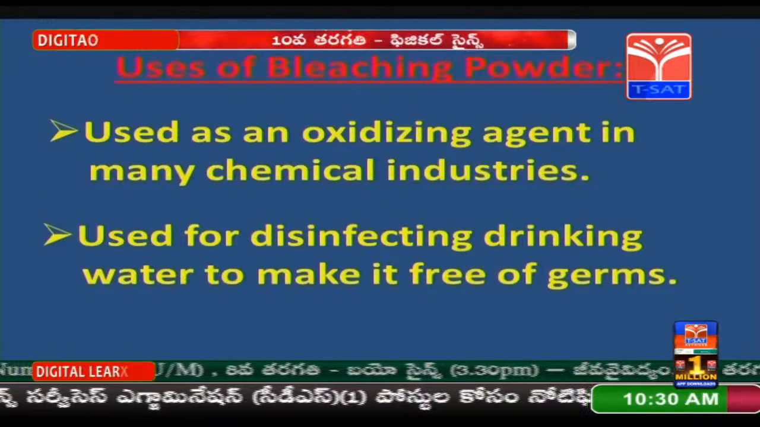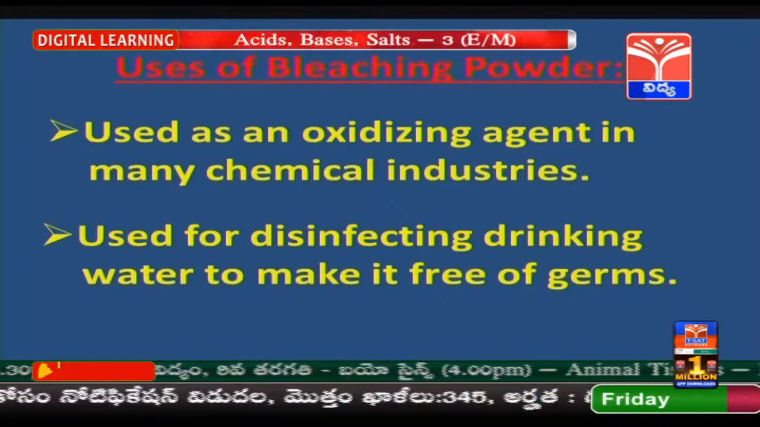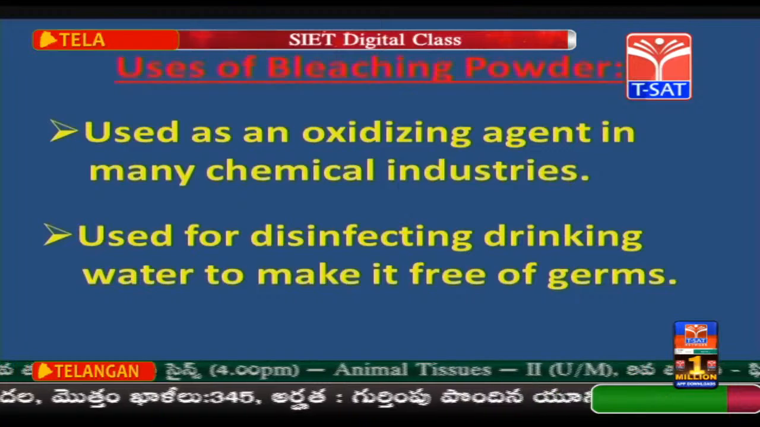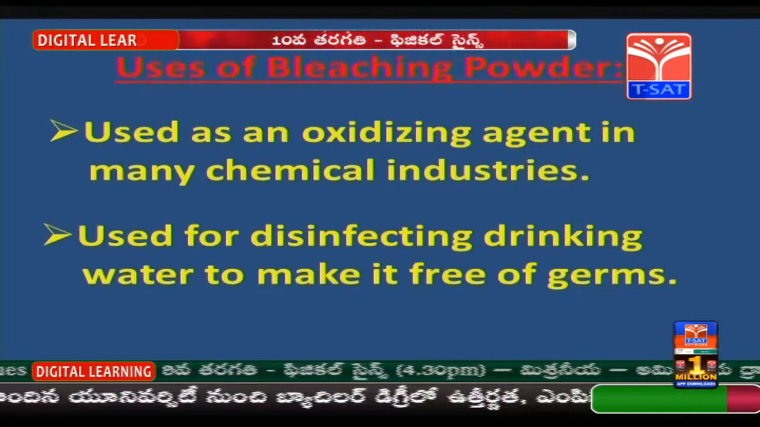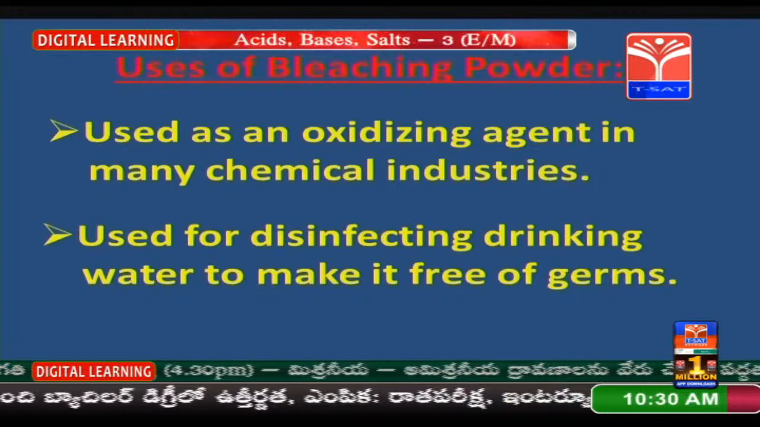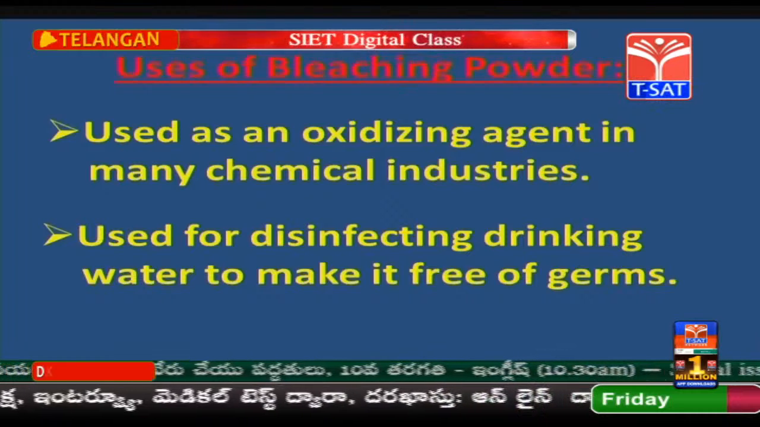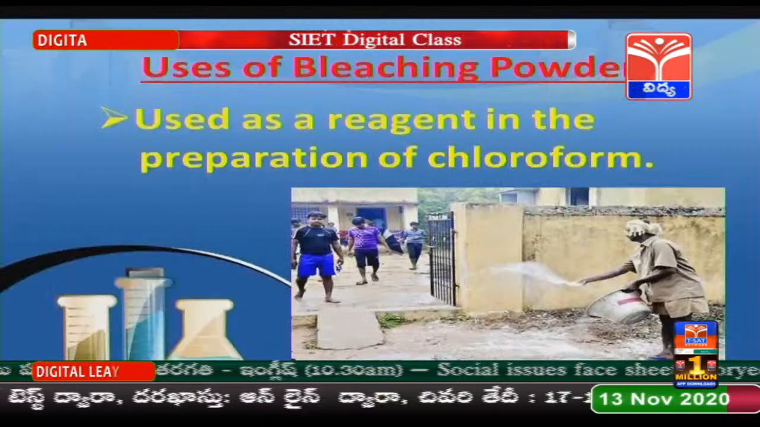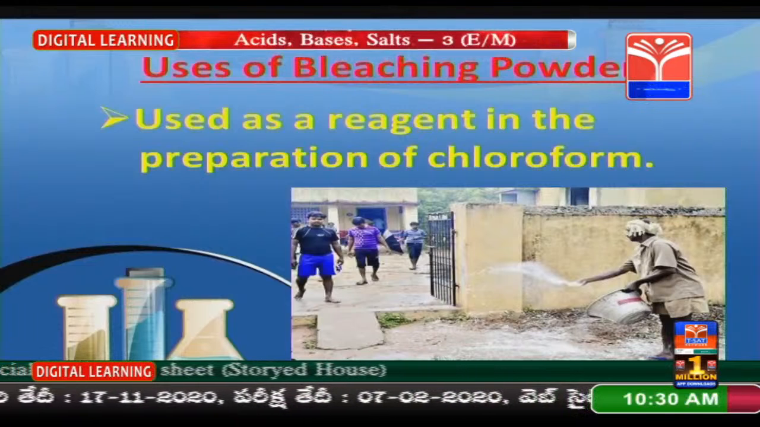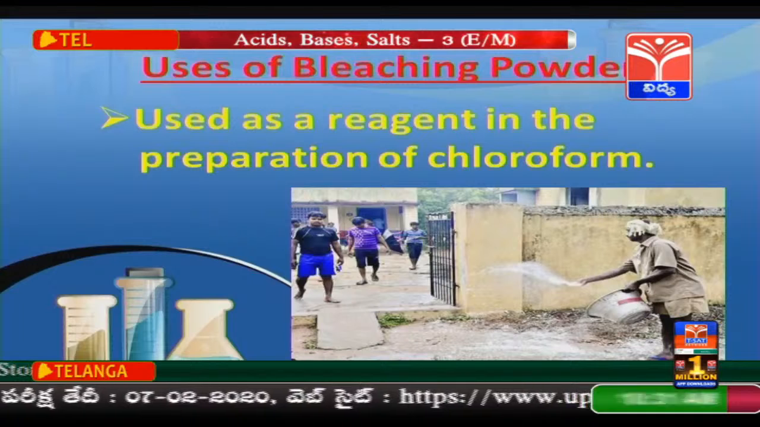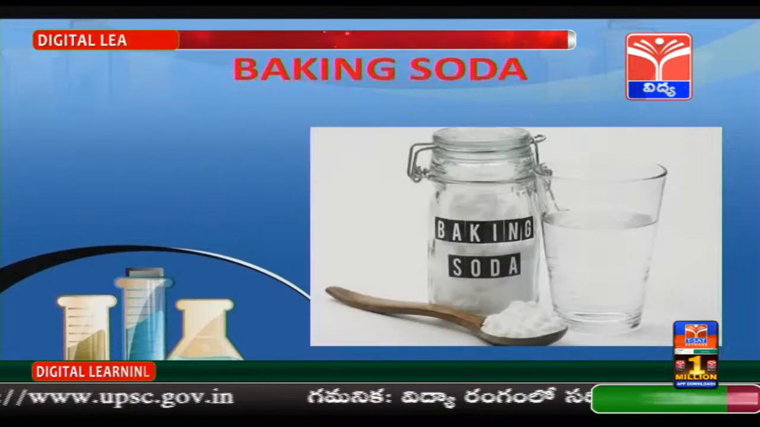Now, oxidizing agent: the formula itself indicates it. What is the formula of bleaching powder? CaOCl2. Here we can get very active oxygen, that is nascent oxygen. It is used for killing microorganisms in our water. Therefore, we drink microorganism-free water, and we clean our surroundings with the help of bleaching powder, thereby killing microorganisms in the area. Now, the next important chemical salt is baking soda.